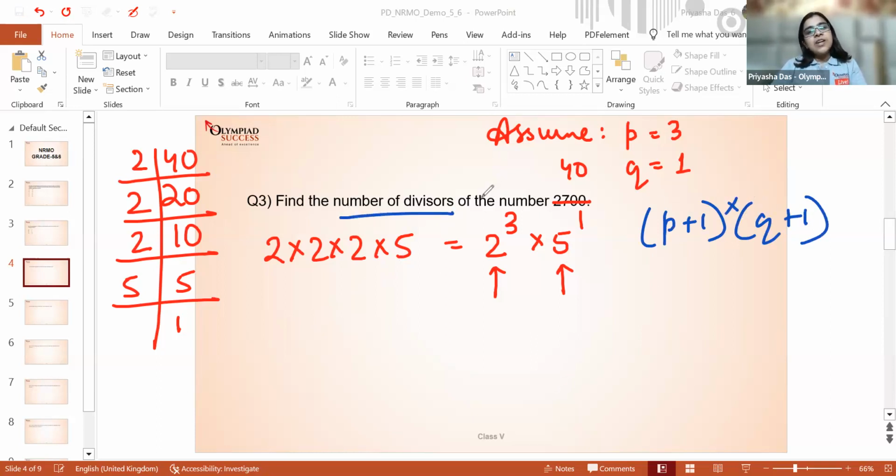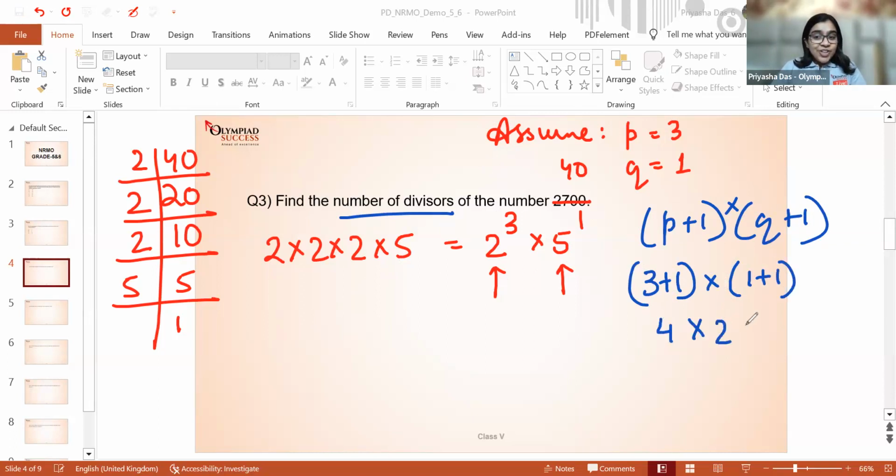So what is P plus 1, everyone, in the chat box, please? My P was 3, so P plus 1 would be 4. What will be Q plus 1? My Q was 1, 1 plus 1, 2. 4 into 2, 8. Formula verified? Everyone verified? Yes. Now do 2700.